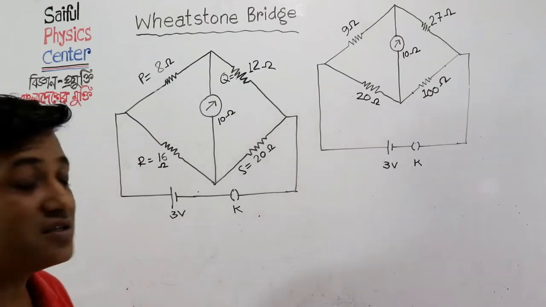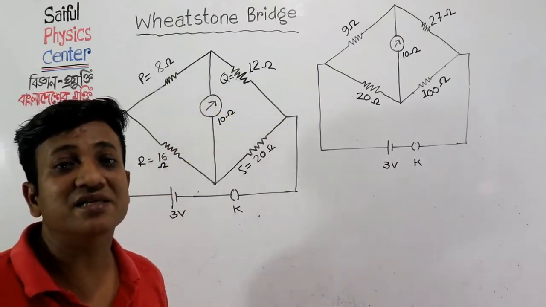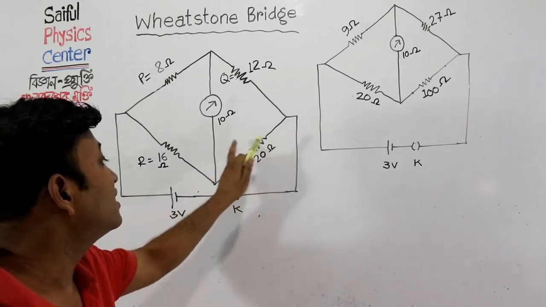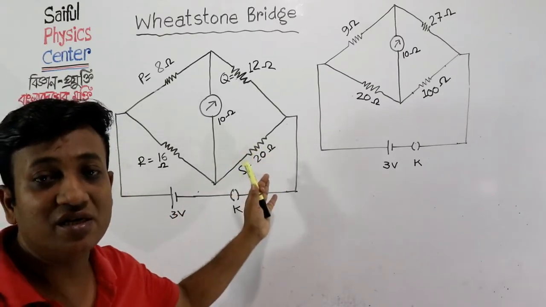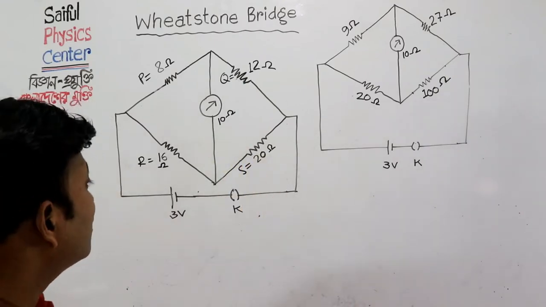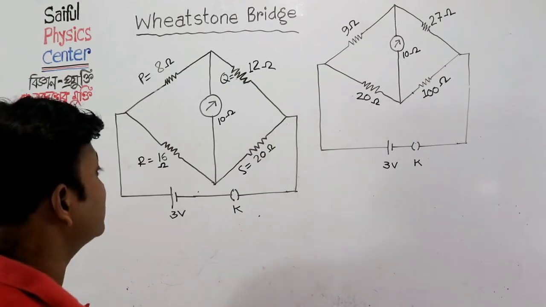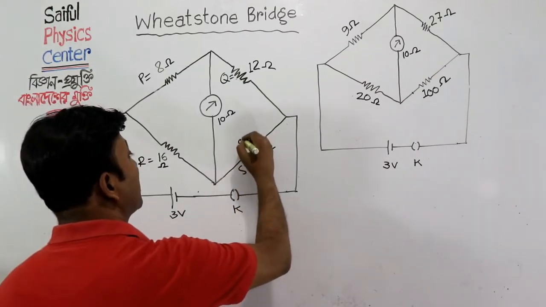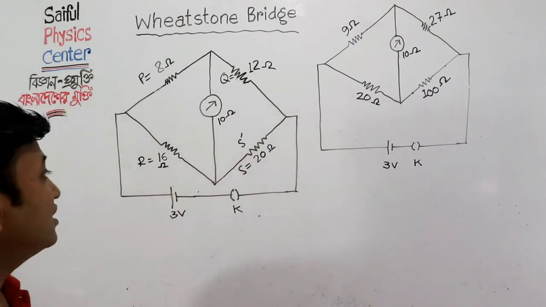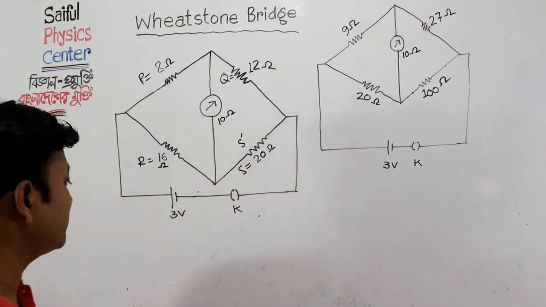In this case we consider P, Q, R, these three resistances are fixed, but the resistance S is not fixed. It is variable. Now we consider the required resistance here to be S prime, to make it balanced. First we have to find out the value of S prime.